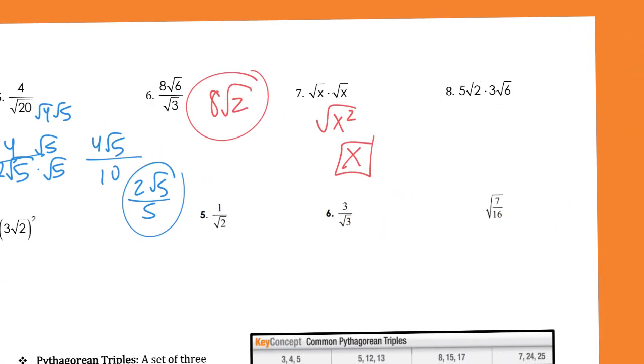Next one, to multiply this out, you get 15 square root of 12. Perfect square that goes into 12 is 4 times 3. That would be square root of 4 is 2 times 15. Well, it would be 30 root 3.